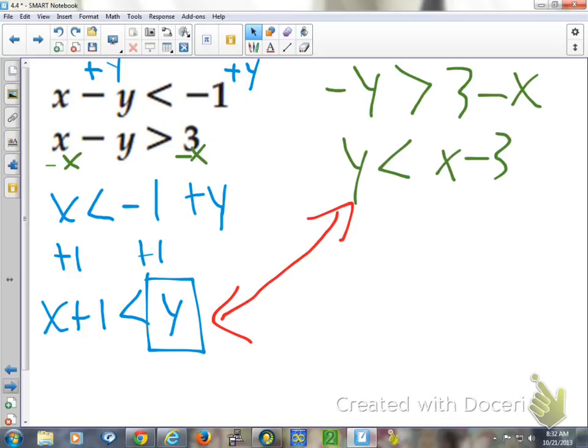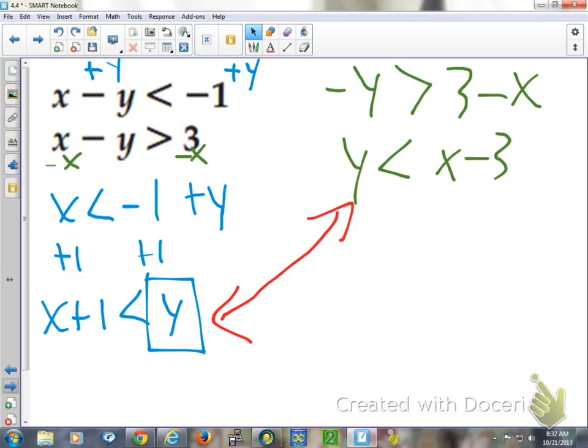Whenever you're done, check yours with mine. The two red lines are our finished products. I did them both different ways to show you you can do it either way, but if you do it like the bottom one, I got the y by itself right off the bat. I subtracted the x, but I had negative y is greater than 3 minus x.